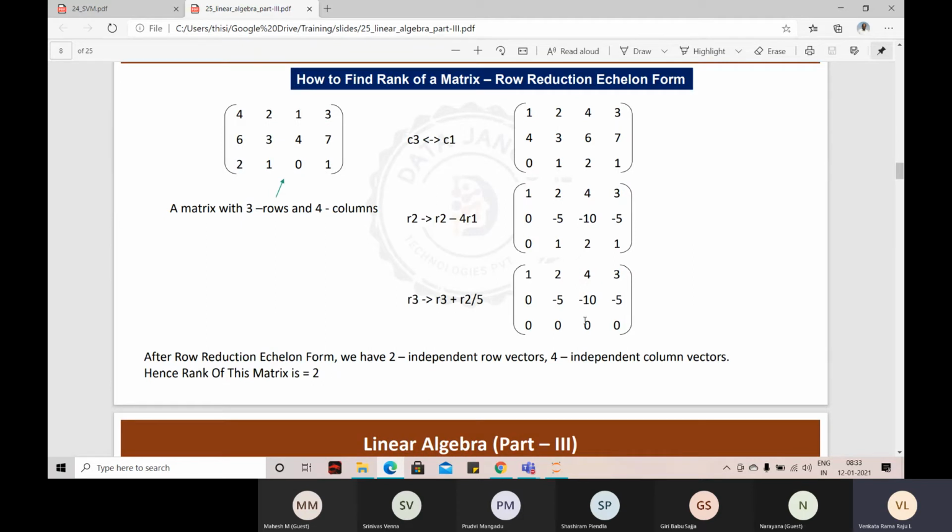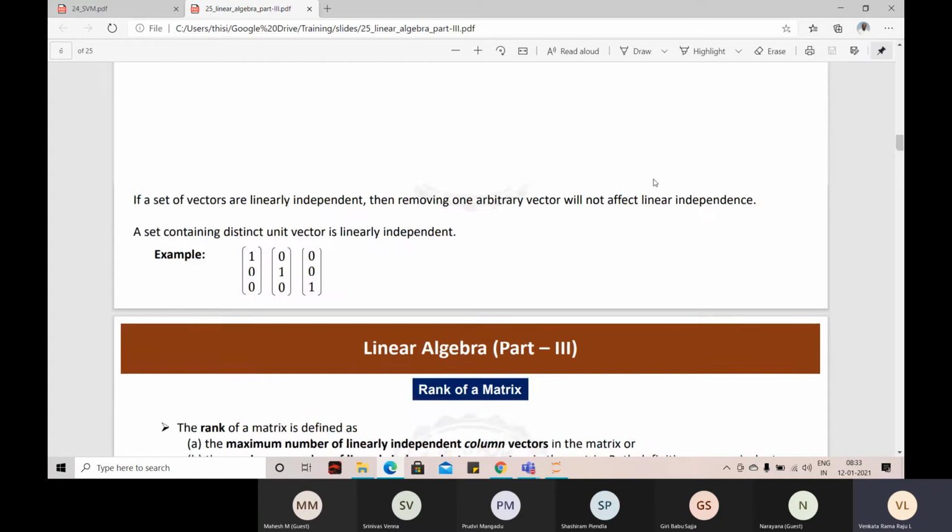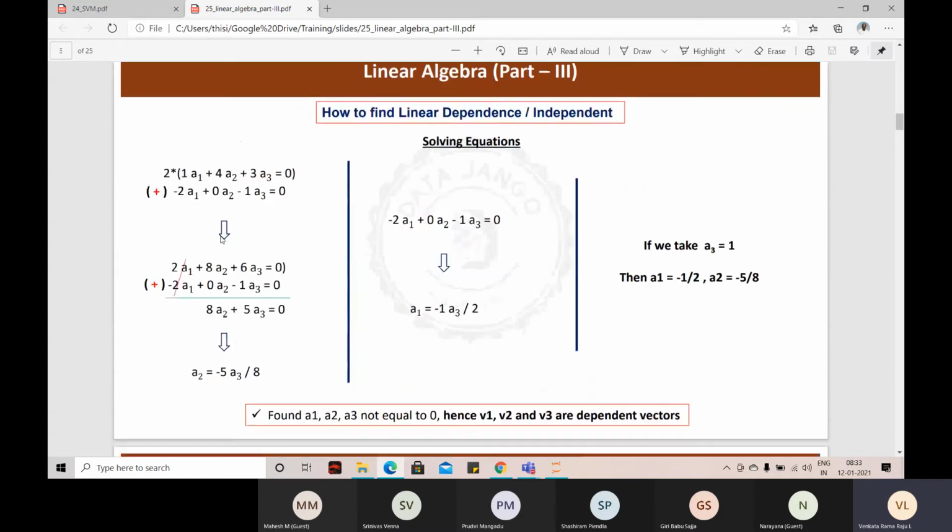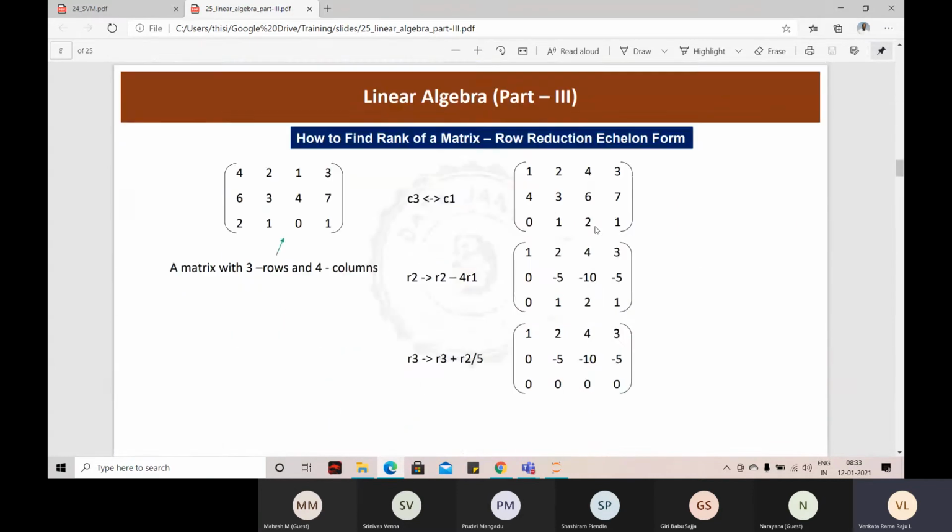Now, solving equations can be done like this also. We are actually solving equations here. So this thing can be done like this also.